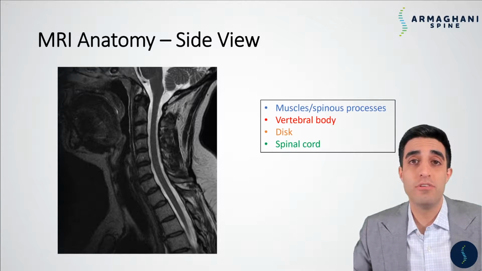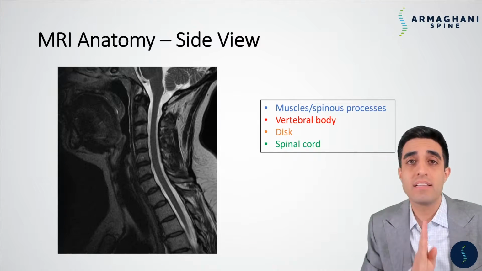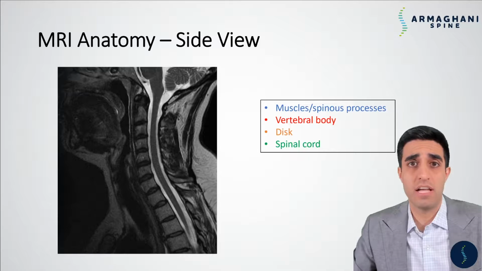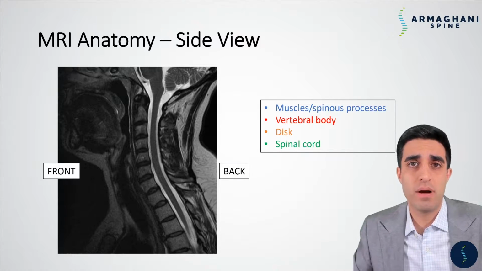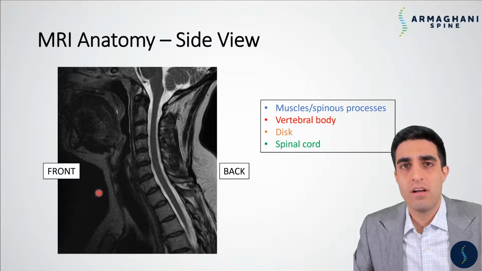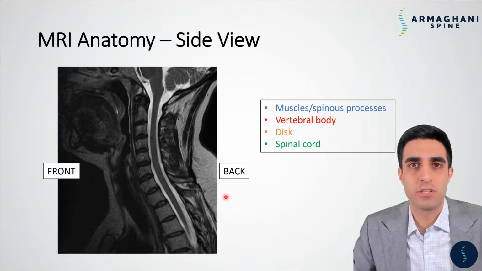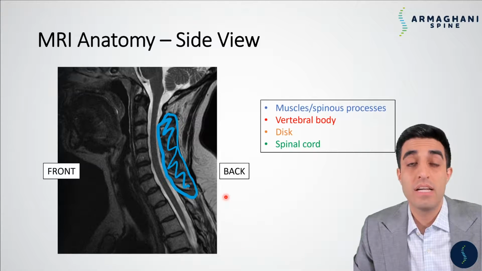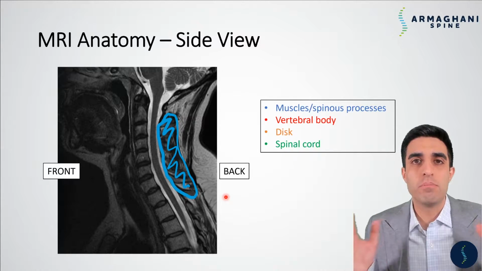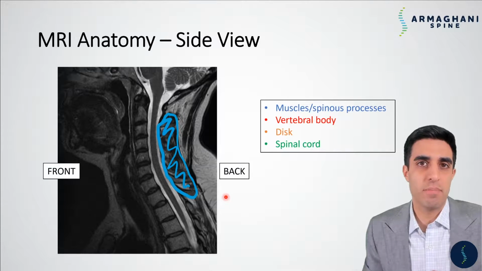This is going to be a view from the side as if we cut you right down the middle of your body, so there is no left and right. If you're looking at the MRI image here, the front of your body is going to be here on the left side of the screen. This is going to be where your mouth and throat are. Over on the right side of the screen, this is going to be the skin of your back, just for your orientation. In blue are going to be your muscles and your spinous processes of the back of your neck.